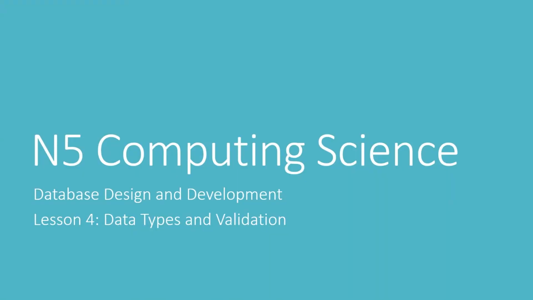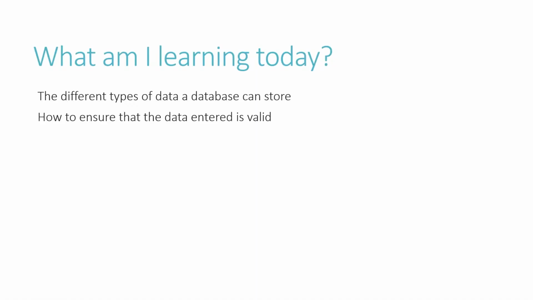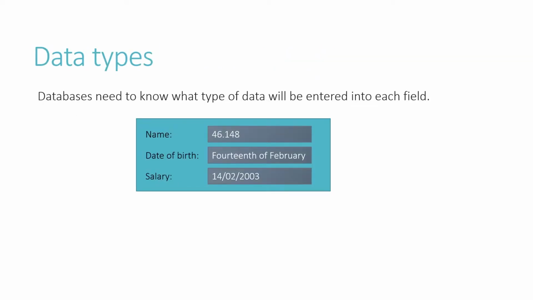This is Lesson 4 of Database Design and Development, and today we'll be learning the different data types and data validation. First off, data types. Every database needs to know the type of data that will be entered into each field. There are many reasons for this, but one is just to make sure that it's valid data.